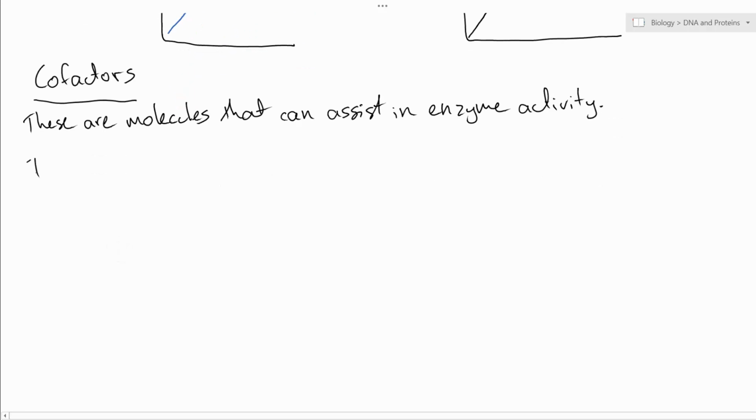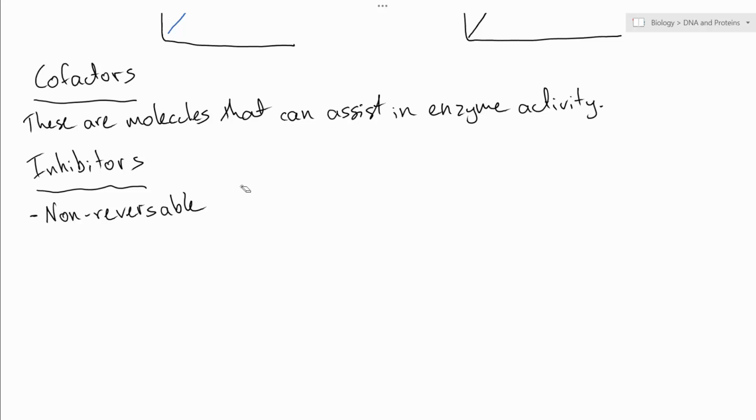We also see inhibitors being something which can influence enzyme activity. So we have non-reversible inhibitors. So these are inhibitors that affect the enzyme to the point where it is no longer able to do its job. So they can drastically break down the bonding or affect the active site, and then that enzyme is done. It is no longer any good.